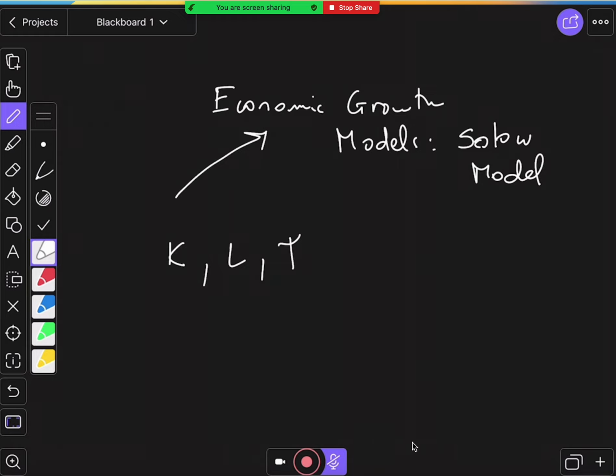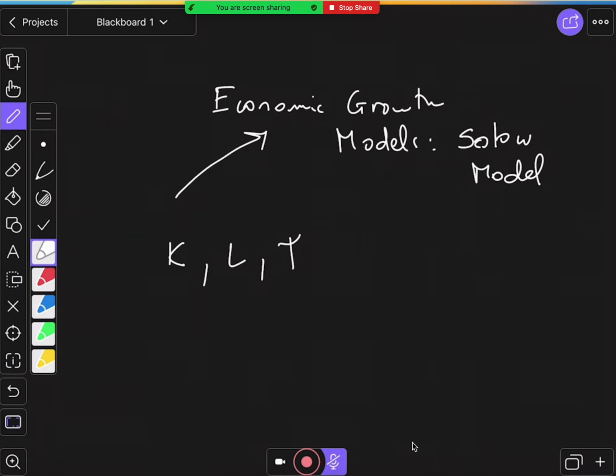So again, remember this topic is all about long run analysis. It's not about the business cycle, because the business cycle approach is more of a short term analysis. But in this topic, we're just going to talk about long run growth, or the factors affecting the economy to grow over the long run.